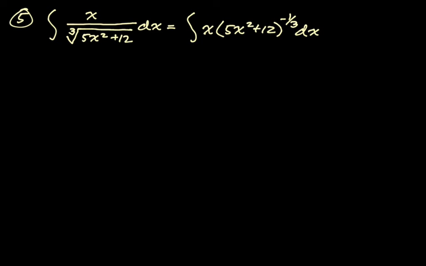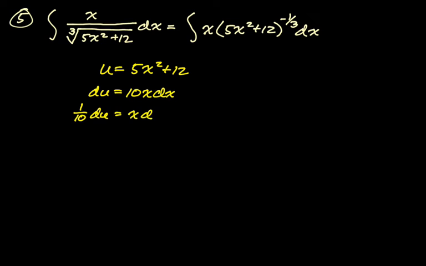All right, let's make our substitution. U is going to be the thing inside of the radical. So U is 5x squared plus 12, which makes du 10x dx. We have an x and a dx, so I just need to bring the 10 over to the other side. So I'm going to say 1/10 du is x dx. And we're ready to substitute and integrate and get our answer. So x dx is going to be 1/10 du, so we'll pull out 1/10, and then we'll have the integral of u to the negative 1/3 du.